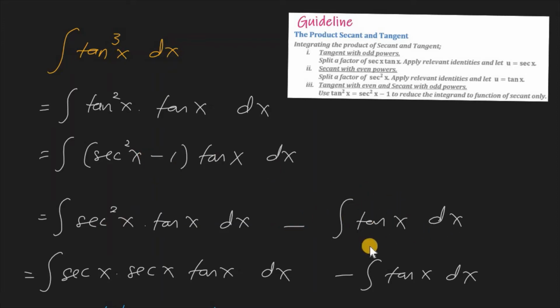For this portion, it's easy to integrate. It is given in our formula list. But for this portion here, we now have secant of even power. It says split the factors of secant square x and then set u to be tangent x. Basically, this and this one has two solutions. Let me show it to you.